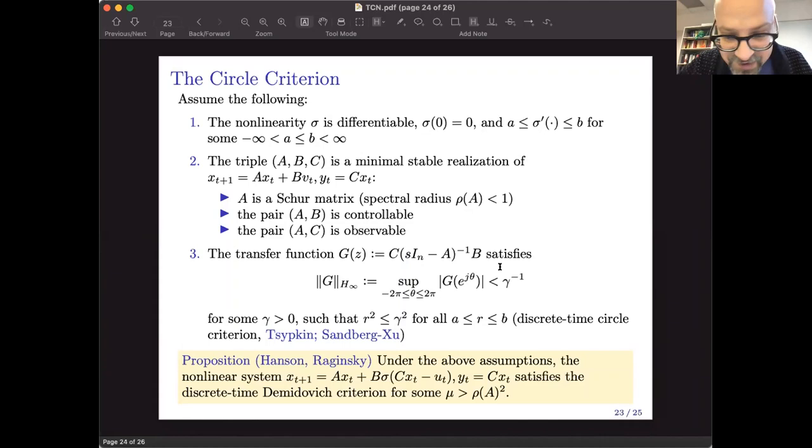It's a classic circle criterion. You have to look at a discrete time Nyquist plot for the system, and the idea is that the Nyquist plot lies within a certain circle. And then the idea is that under the above assumptions, this nonlinear system satisfies the discrete time Demidovich criterion for some mu, which is less than one but bigger than the square of the spectral radius of A.